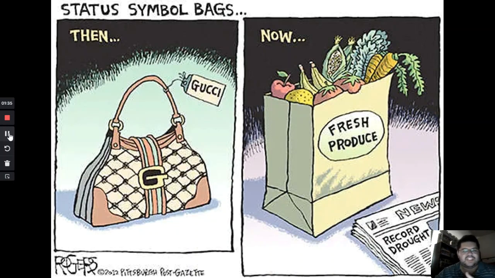What could have been the change? What could have happened in their life to make them go from, oh, I have to get the Gucci purses and things like that, to I have to get groceries? What could have happened? Okay, so think about it. Write your response, because we're moving on in 3, 2, 1.